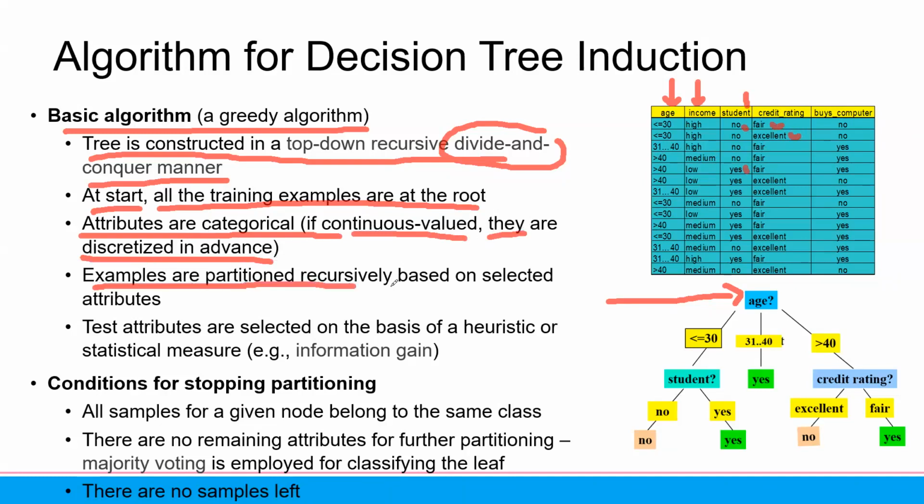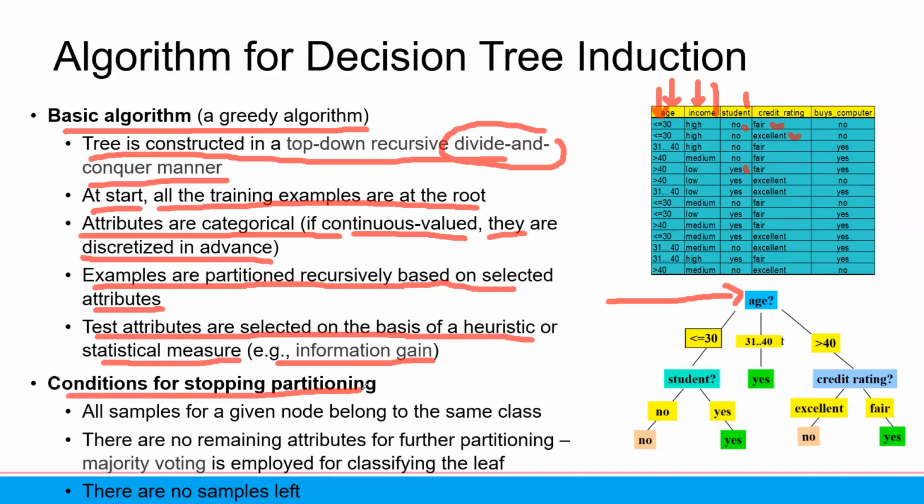Examples are partitioned recursively based on the selected attributes. So we can select age first, then we will do the calculation. And then next we will select the income, and then we will do the calculation, and so on. Attributes are selected on the basis of a heuristic or some statistical measures. So we will learn about the information gain.